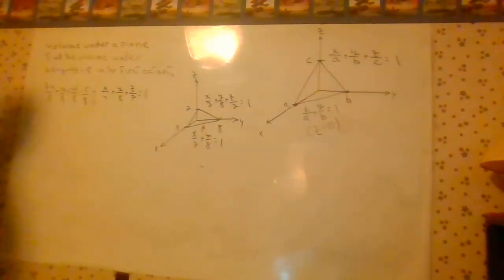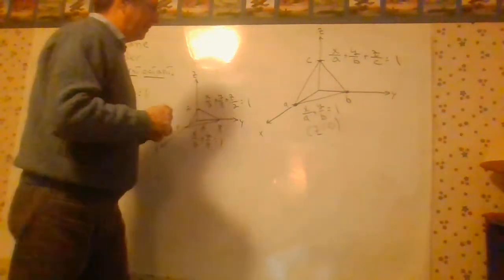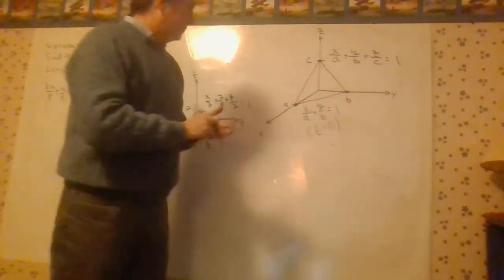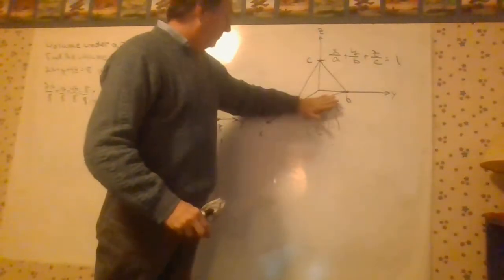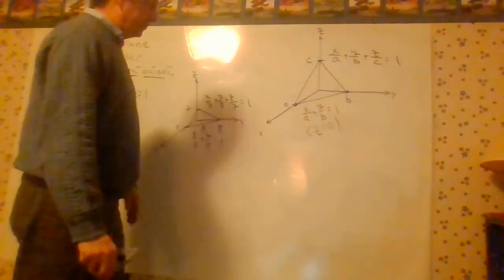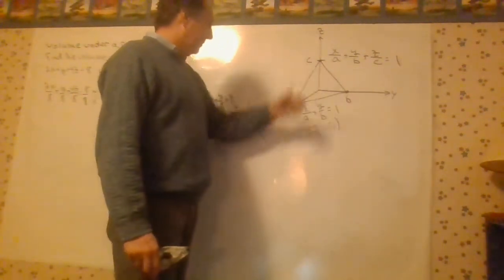So in this case, we want to find the volume under 2x plus y plus 4z equals 8 in the first octant. The first octant is where x, y, and z are all positive. That's right here. So the volume under the plane is bounded by these three planes. Technically, the volume underneath the surface would be infinity because we could go as low as we want if we weren't bounded by these three coordinate planes.